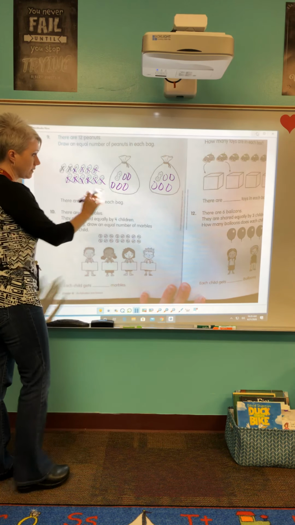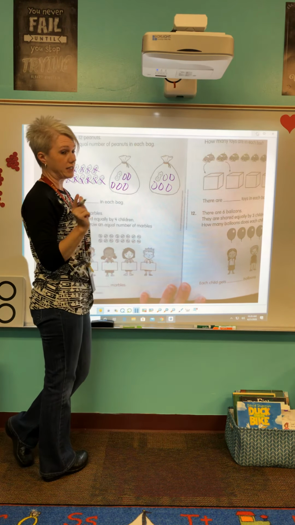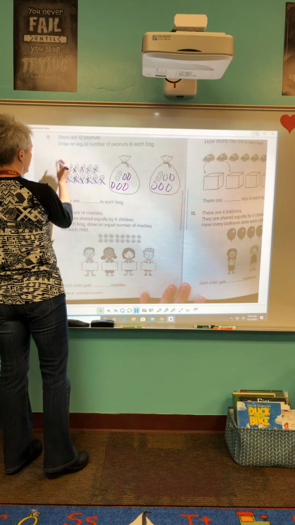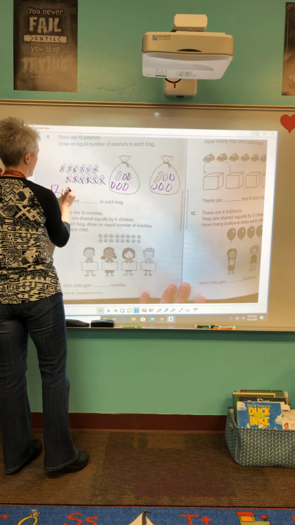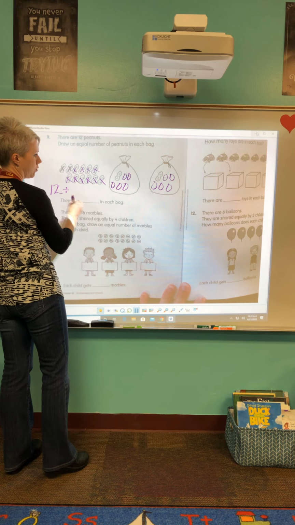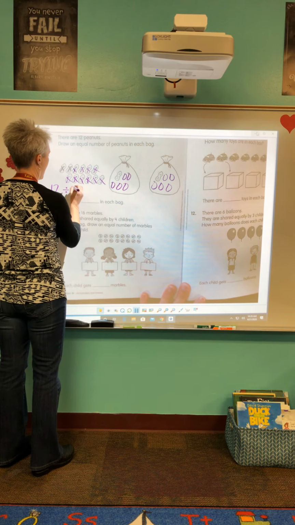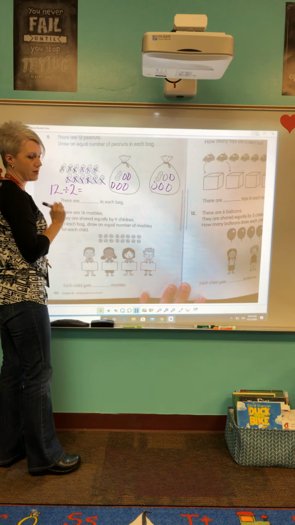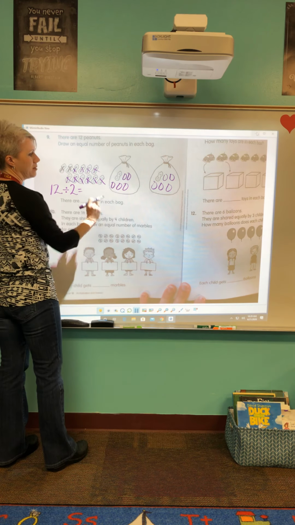Alright, we should have the same number of peanuts in each bag, okay? We started with 12, that's our whole number. We divided that number 12 into two groups, or two bags. So 12 divided by 2 is what we're doing. How many peanuts are in each bag?